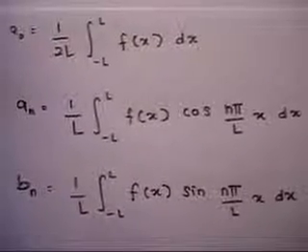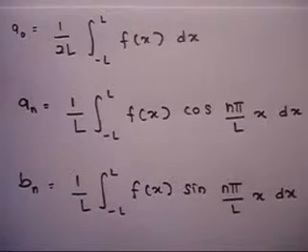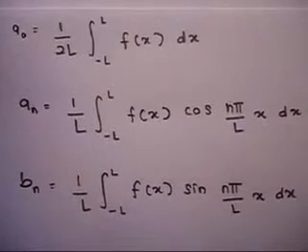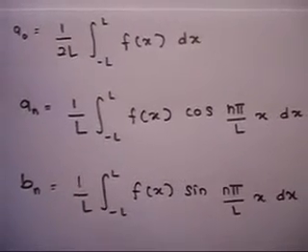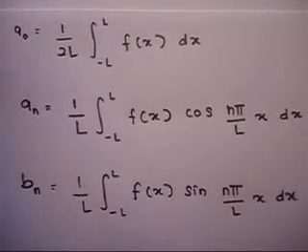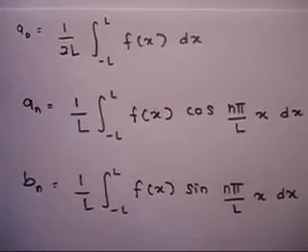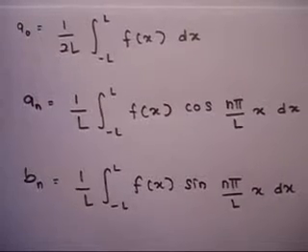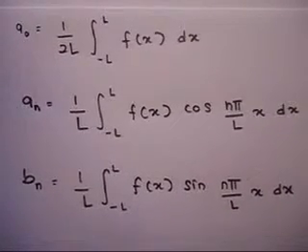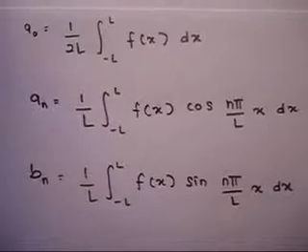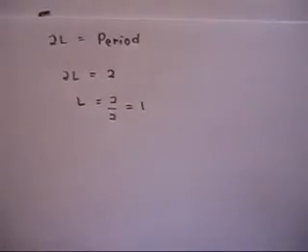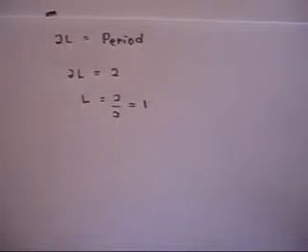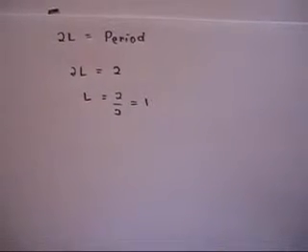This is the general formula for Fourier series. As you can see here, there is a naught, an, and bn. 2L is the period of the function. For question 1, the period is 2 because the limit is 0 until 2. To get L, we use an equation like this: 2L equals the period, 2L equals 2. L is equal to 2 over 2, which is equal to 1.